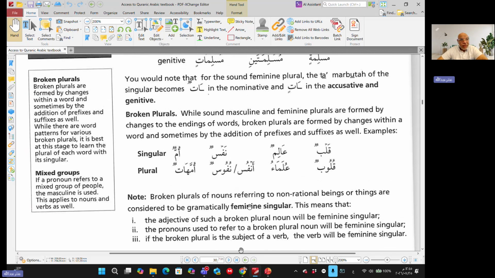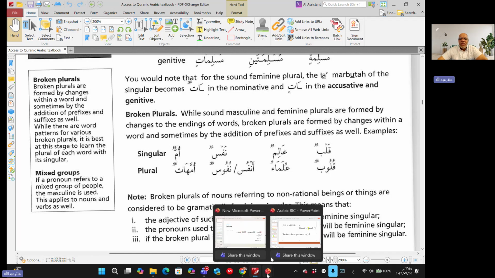So how do we know them? First, how do we know that a word is a broken plural or a sound plural? And second, if it is a broken plural, what pattern does it follow? We have around 15 patterns for the broken plural. 10 of them are the most popular. You do not need to know all of them now. You just need to know some of the common words that are used in the Quran in this way. For example, a word like walad.